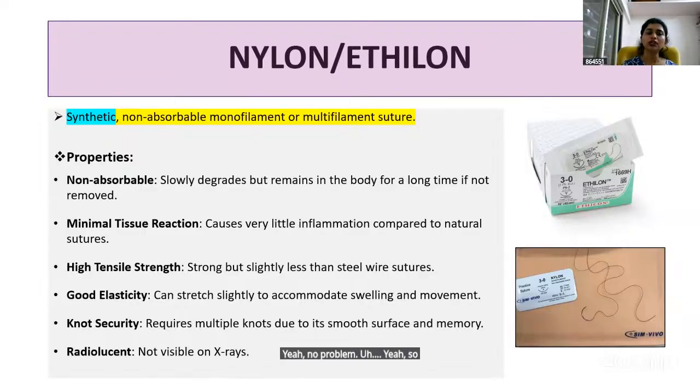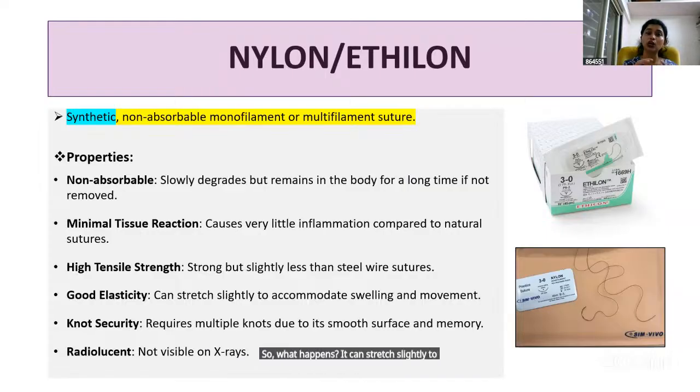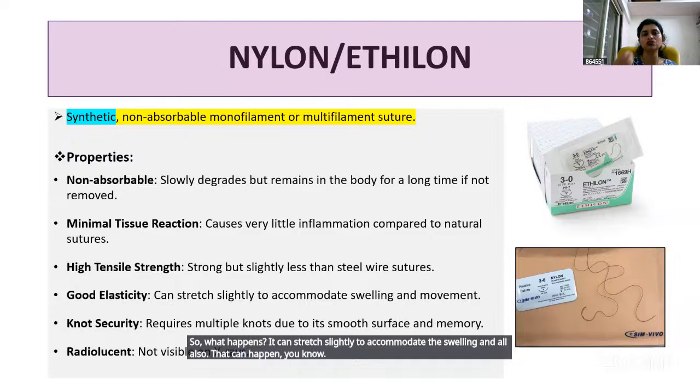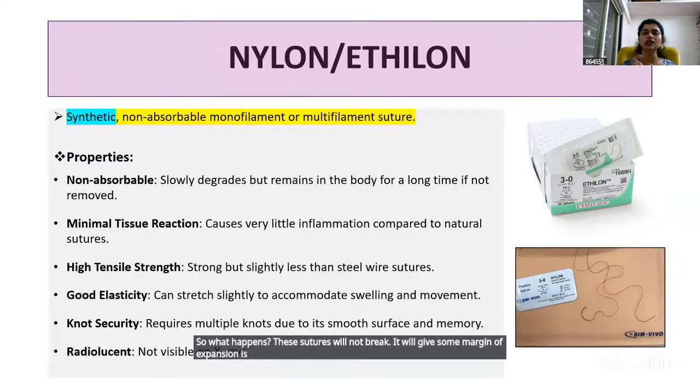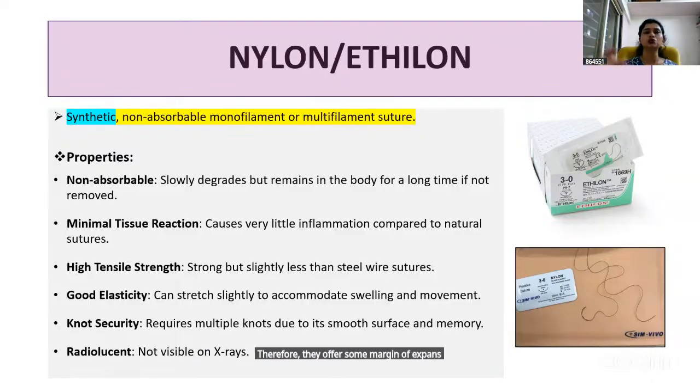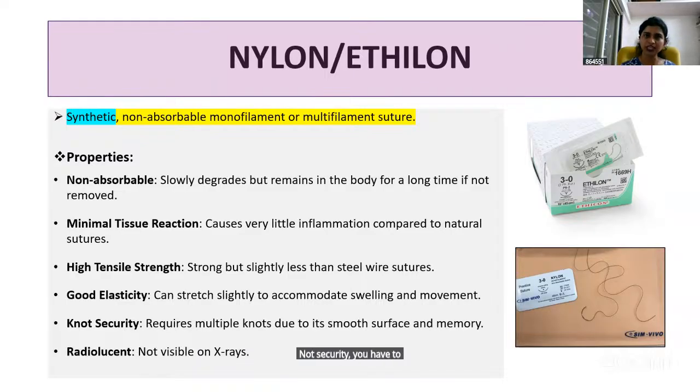So I was talking about good elasticity. These are the only sutures which stretch. If you pull the suture, you will see some amount of stretching happens. It can stretch slightly to accommodate swelling, which can happen post surgery or after a laceration. So these sutures will not break; they offer some margin of expansion for the tissues. Knot security is not that great, so you have to tie multiple knots, especially if it is a monofilament suture, to secure it in place.